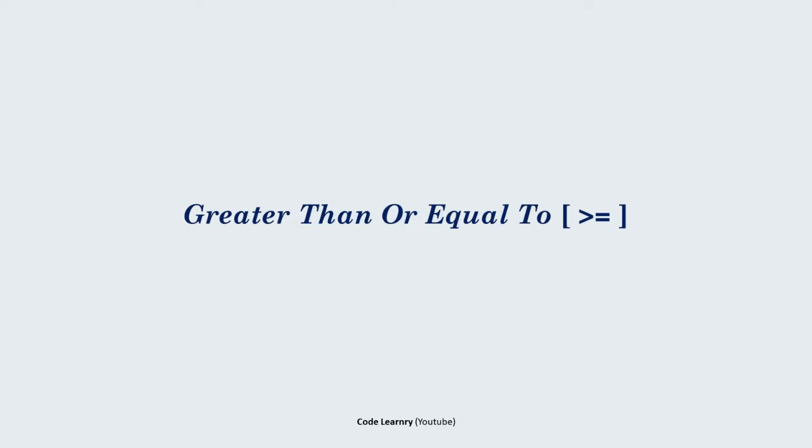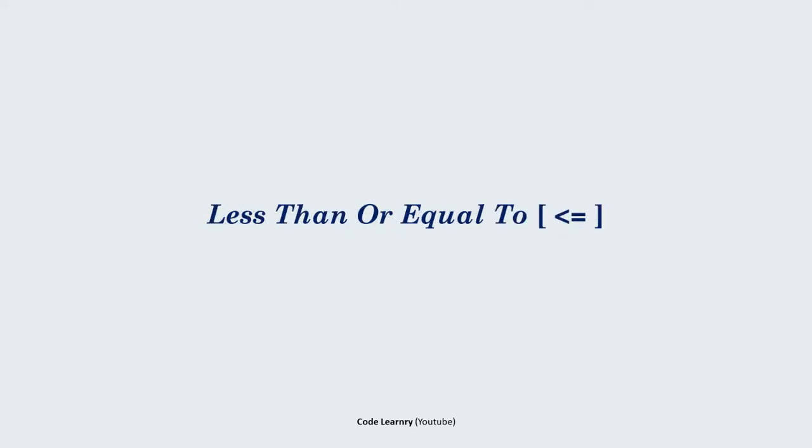Then we have the greater than operator, which simply is used to check whether a value is greater than another value. The less than operator is used to check whether a certain value is less than or smaller than another value. Then we have the greater than or equal to operator, which is basically used to check whether a value is greater than another value or equal to that value. The less than or equal to operator does the opposite, and this particular operator is used to check whether a value is smaller than another value or equal to that value.